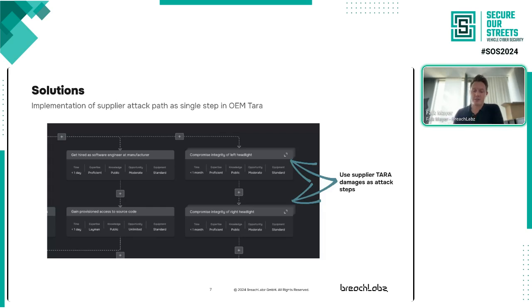So why don't I just take the damage scenario? In this case, it's the compromise of the integrity of, for example, the left headlight. And all of the attack paths that have been allocated to this one damage scenario in the supplier tower can then be merged into your tower on the manufacturer's level. So basically, you classify the attack paths by the damage scenario, which you have because you have WISPs, and then you can just use them as one step in your attack path analysis.